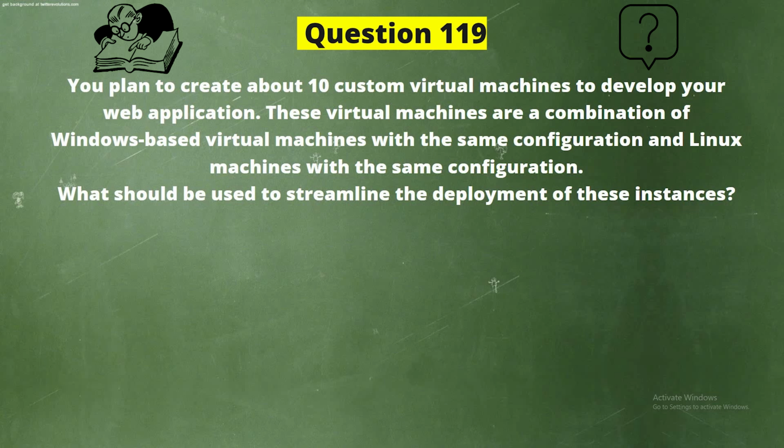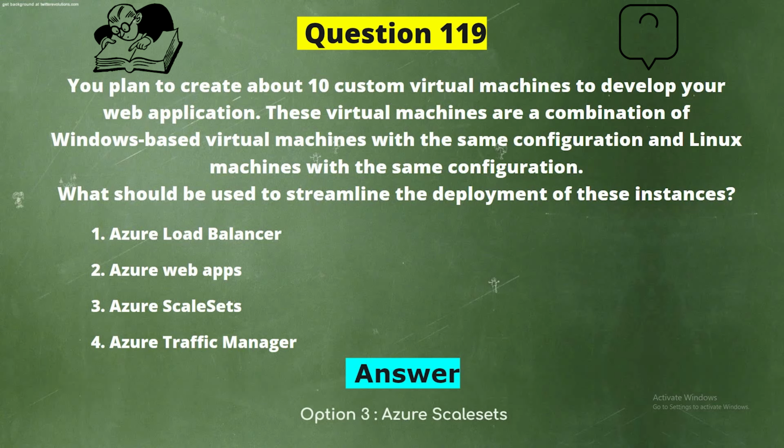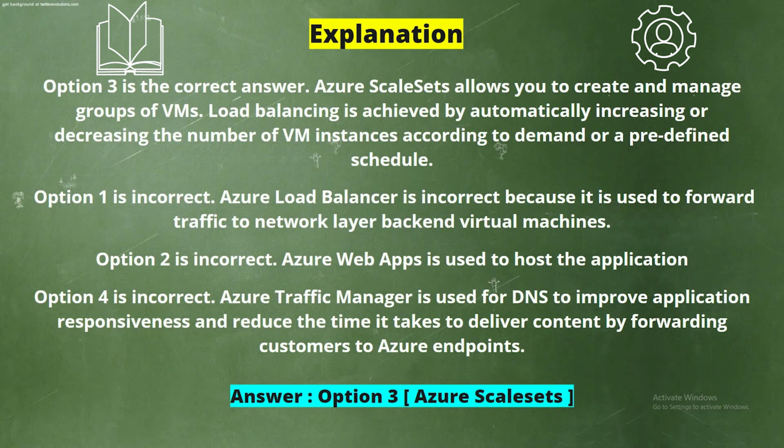And the options are: Option 1, Azure Load Balancer. Option 2, Azure Web Apps. Option 3, Azure Scale Sets. Option 4, Azure Traffic Manager. And the correct answer is Option 3, Azure Scale Sets. Explanation. Option 3 is the correct answer.